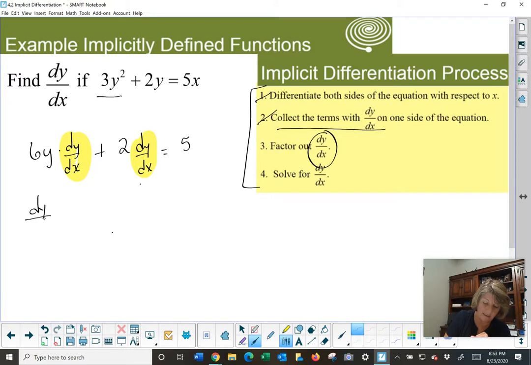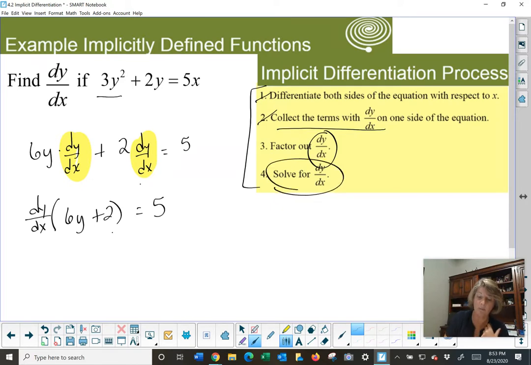So dy/dx, and that leaves me a 6y plus 2 equals 5. And now for the final step, let's solve for dy/dx. And that's simply going to be a division step. So dy/dx equals 5 over the grouping that's coming over through division, 6y plus 2.